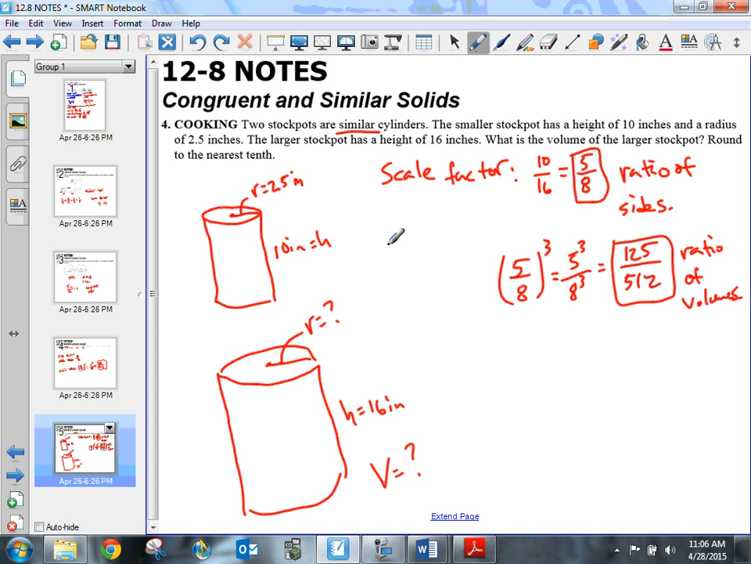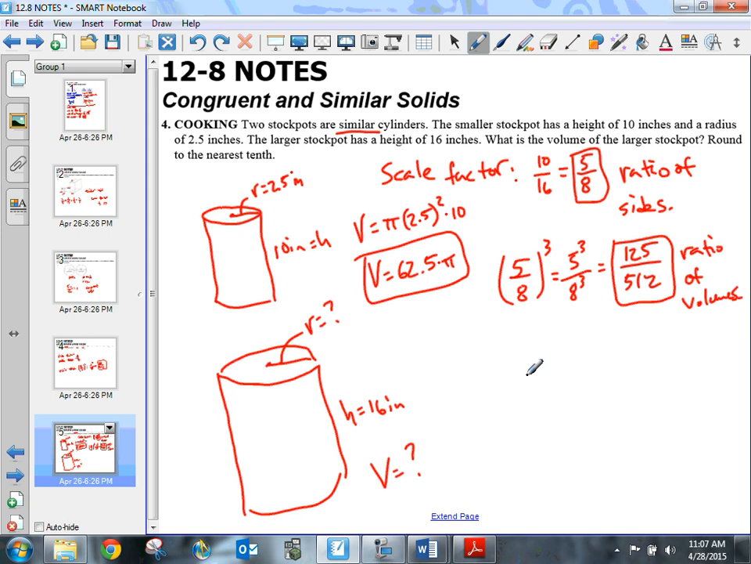I don't know what the volume of this is, but I do need to have the volume of my smaller one. Now my volume of the smaller one is going to be pi times 2.5 squared times my height, which is 10. Now what I'm going to do, I'm going to leave it like this. I'm going to take 2.5 squared is 6.25, and then multiply that by 10. This gives me 62.5 times pi. All right, and that's my volume of my smaller one.